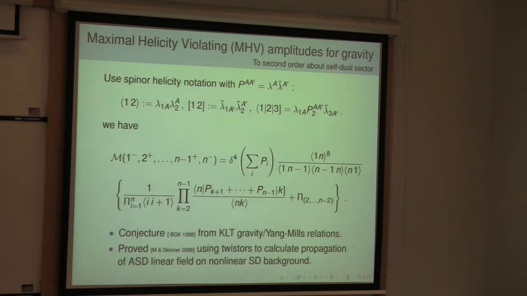relations between gravity and Yang-Mills squared that come out of string theory. So I guess they probably just did the first few terms, then spotted a pattern and wrote down a formula that works for all n and checked that it had some reasonable consistency properties. This is a reformulation that David Skinner and I used in our proof, using twistors to calculate the propagation of anti-self-dual linear fields on a non-linear self-dual background.